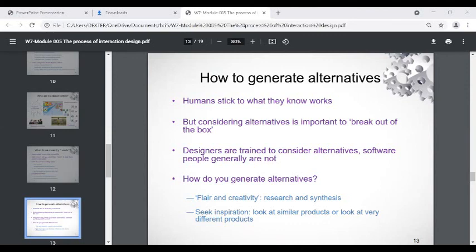But where do these alternative ideas come from? One answer to this question is that they come from individual designers' flair and creativity. Although it's certainly true that some people are able to produce wonderfully inspired designs while others struggle to come up with any ideas at all, very little in this world is completely new.